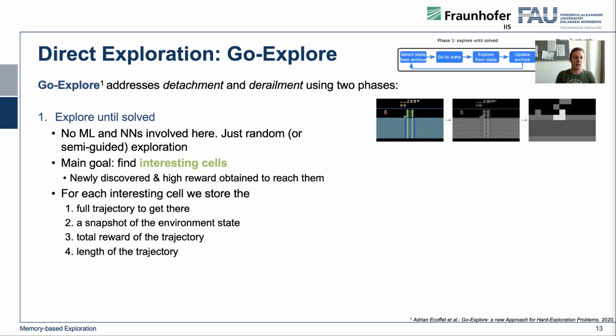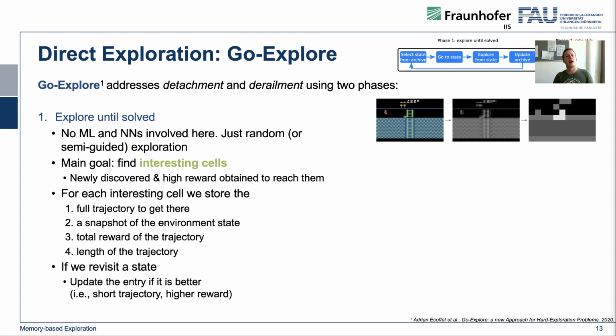For each interesting cell, so they maintain a list of interesting cells, they store the full trajectory, the sequence of observations and cells to get there. They store a snapshot of the environment state or the simulator state, the total reward of the trajectory they obtained, and the length of the trajectory. And if they revisit a state during the exploration, they update the entry if it is better. So if it is a shorter trajectory or if we got a higher reward, this leads to an update of the data for that interesting cell.